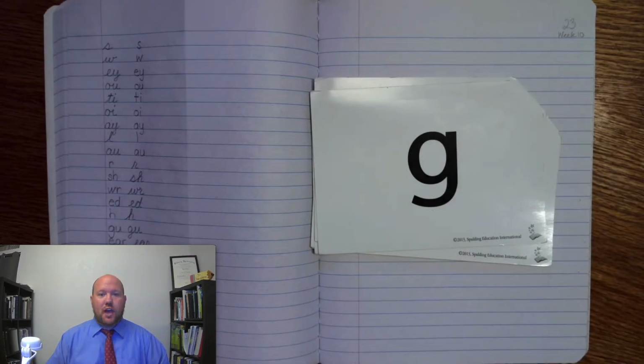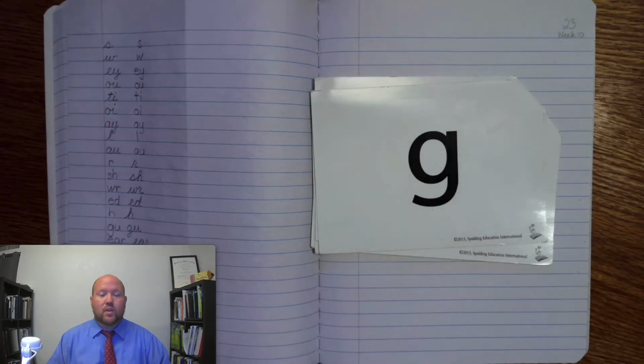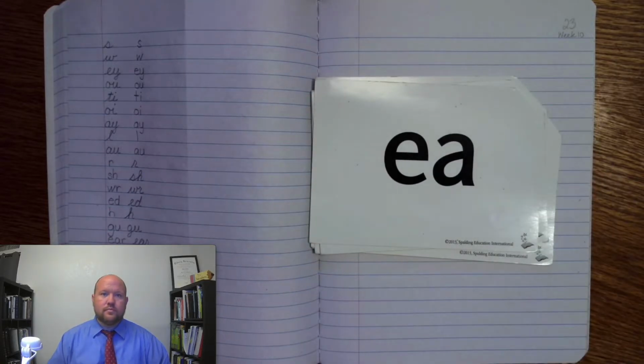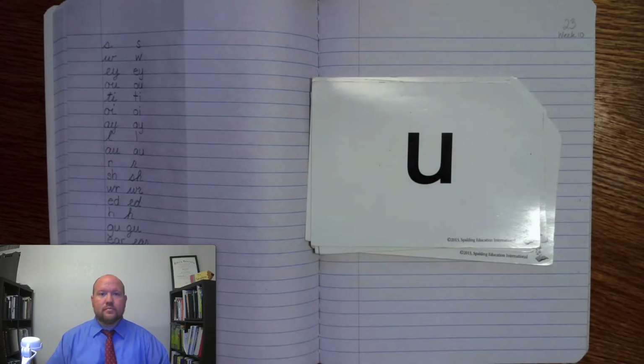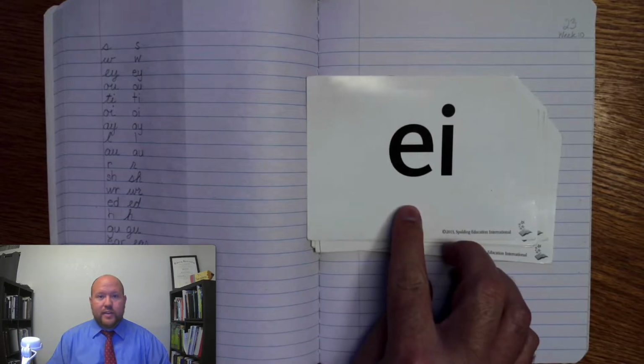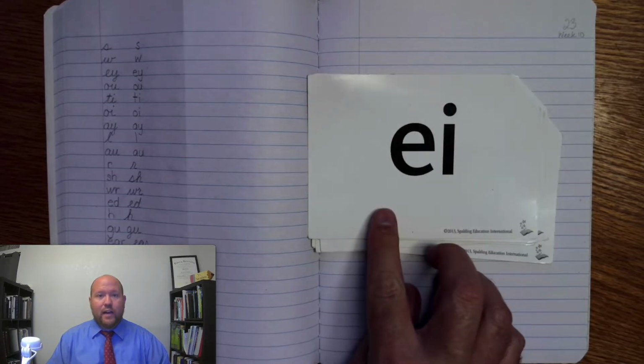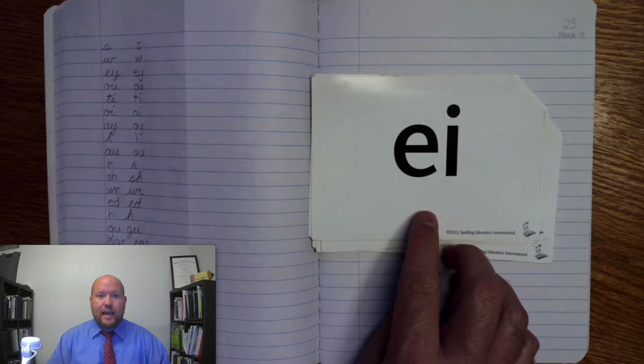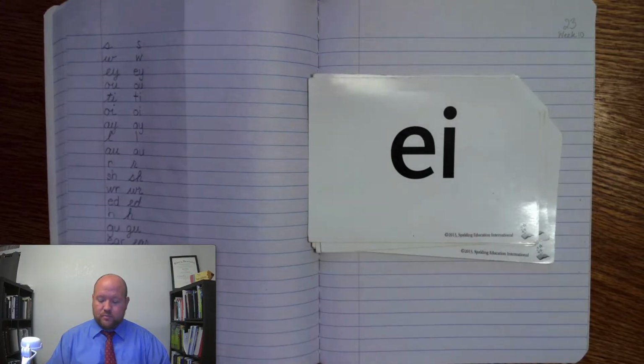G, J. When may it say J? When followed by an E, I, or Y. E, A, A. A, U, U. E, A, I. Now, when can I use this? I can use it when it follows a C, when it says A, or it's an exception.